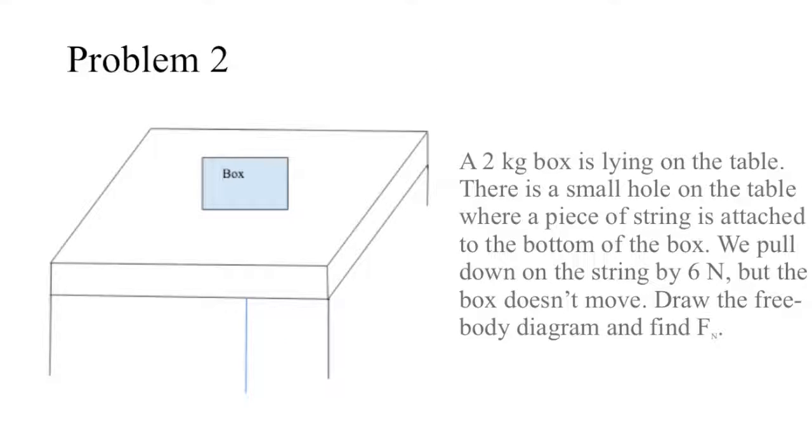Problem 2. A 2-kilogram box is lying on the table. There is a small hole on the table where a piece of string is attached to the bottom of the box. We pull down on the string by 6 newtons, but the box does not move. Draw the free body diagram and find the normal force.